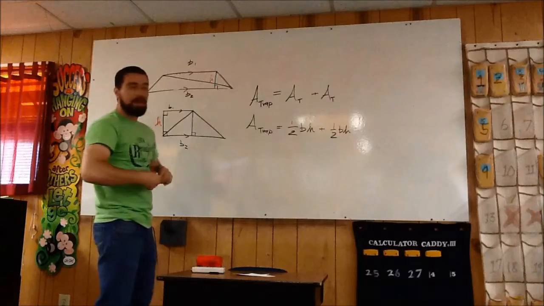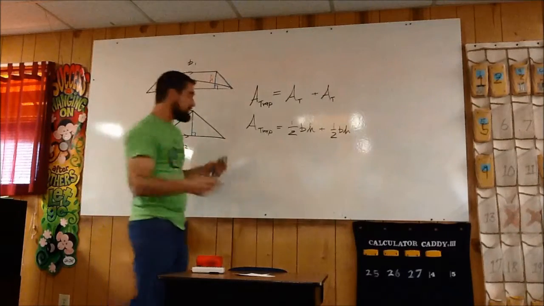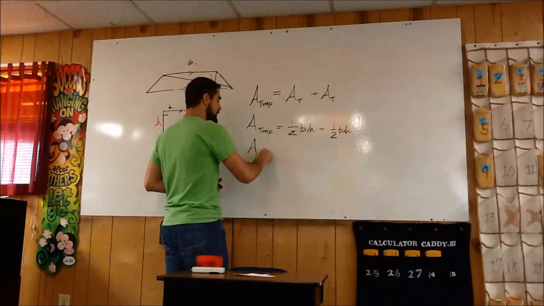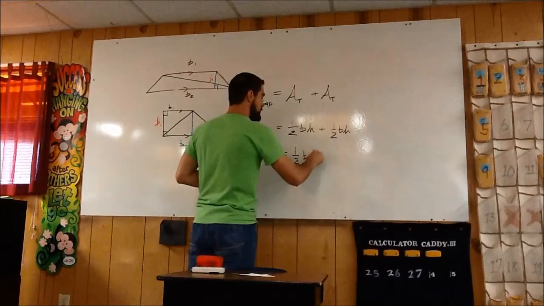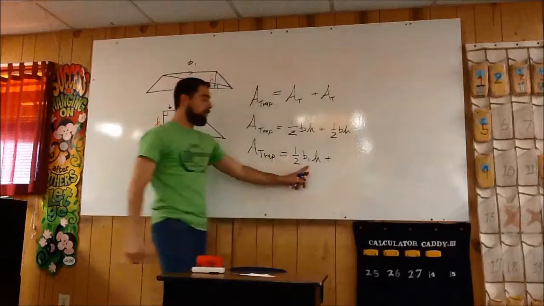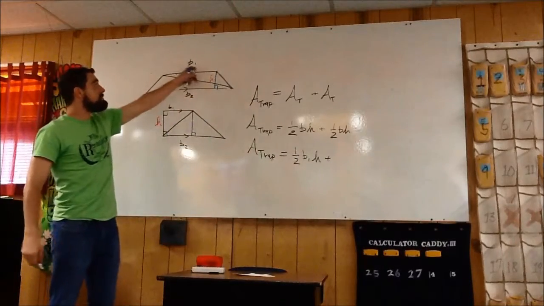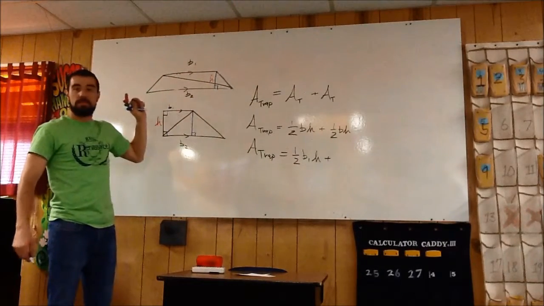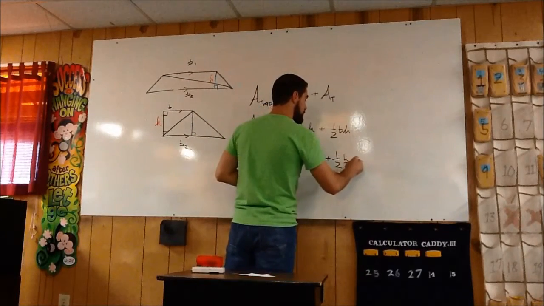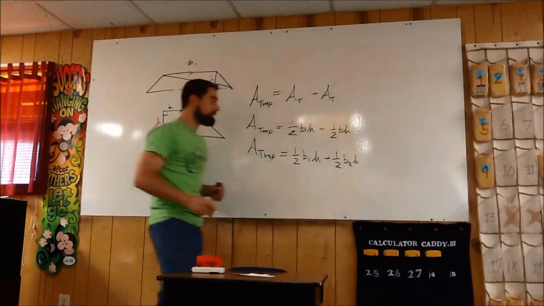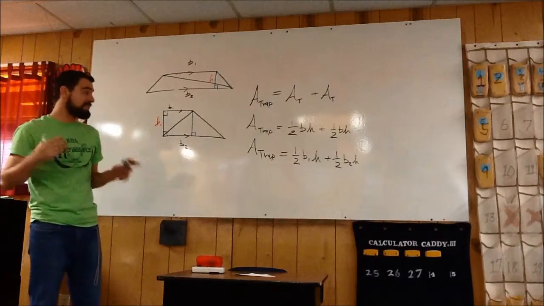So the only thing that's different about those two are the bases. So I have area of the trapezoid is equal to 1/2 times one of those triangles, its base is B1. The other triangle, its base is B2. But they have the same exact height.